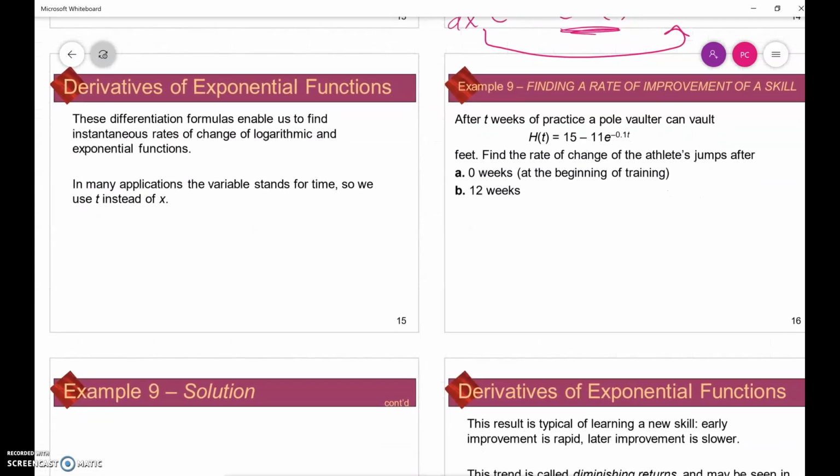So, derivatives of exponential functions. These differentiation formulas enable us to find instantaneous rates of change of logarithmic and exponential functions, just like we found instantaneous rate of change of all the functions that we found derivatives of. This doesn't change. In many applications, the variable stands for time, so we use t instead of x, because a lot of times with these exponential and logarithmic functions, our variable is dealing with time. All right, so let's look at example 9.